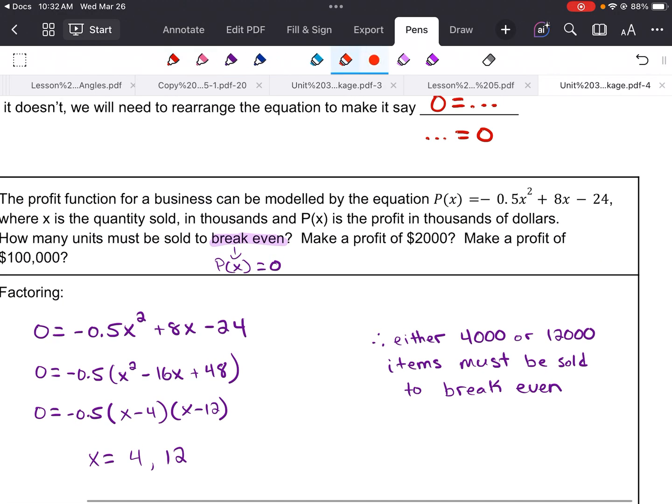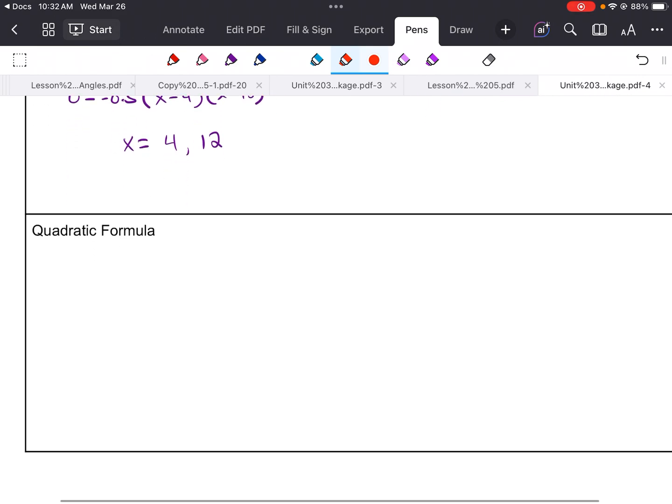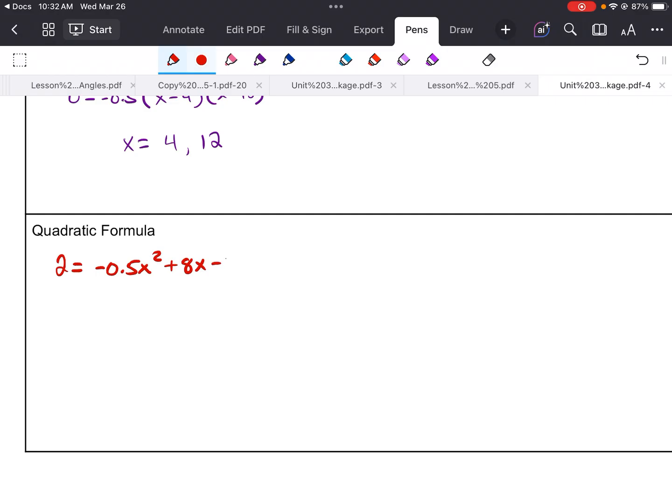So let's do the profit of 2,000. And remember, everything in this word problem is in thousands, so we're not actually going to put 2,000, we are going to put 2. Oops, sorry, that's a highlighter. 2 equals our equation. Okay, we need that left side to equal 0, so in order to get rid of that 2, we will subtract 2 from both sides. So we get negative 0.5x squared plus 8x minus 26.